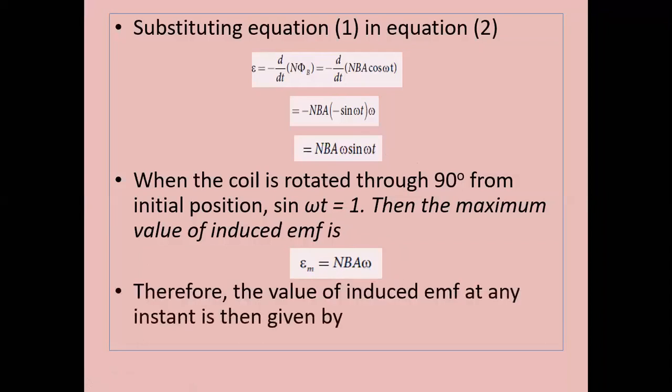So therefore, the induced EMF at any instant can be given by epsilon is equal to, here from this equation, I am going to substitute epsilon m. So the value of the induced EMF at any instant is given by epsilon is equal to epsilon m sin ωt. So we have found out the induced EMF by orientation of the coil.